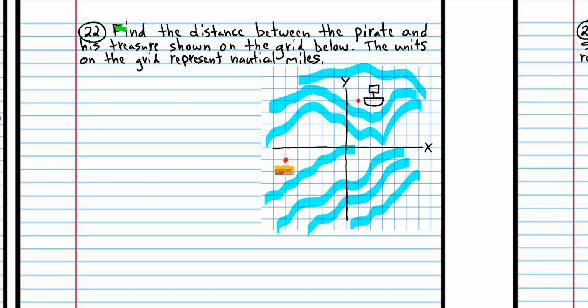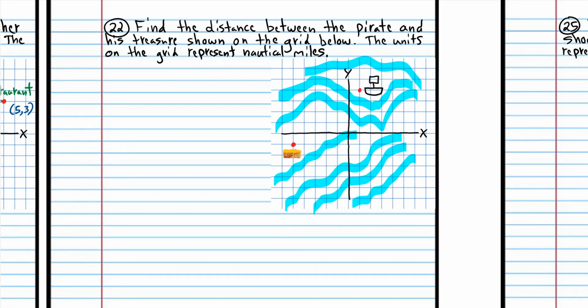It says, find the distance between the pirate and his treasure shown below. The units on the grid represent nautical miles. So I'm not sure what the abbreviation for nautical miles is, but you can just spell out nautical miles in your final answer. So go ahead and try number 22, and when you come back, we'll do it together.